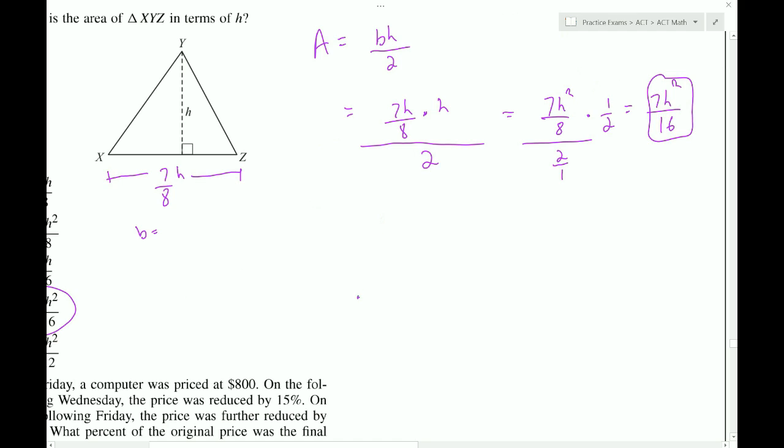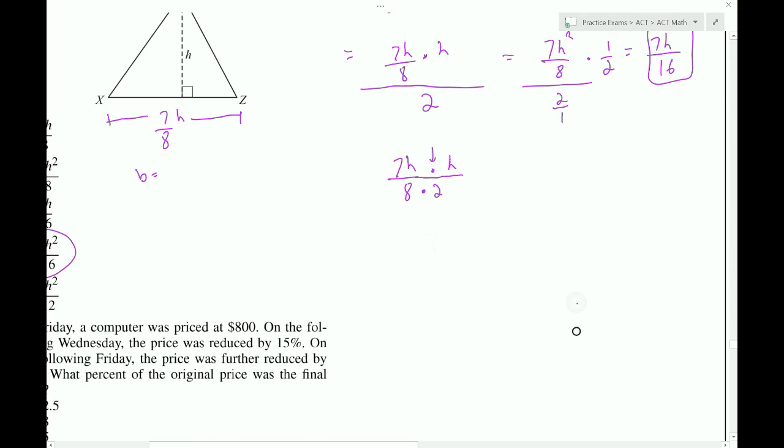So another way you could interpret this second step is, you can do 7h over 8 times h, and then instead of dividing by a new 2 here, you could just realize that this is sort of an artificial separation. You're separating a multiplication from a division. You can just bring this thing across, right? And then, instead of introducing a new denominator to divide by 2, you can see that you already have a denominator. So just put the 2 down bottom. And then you get the same result, 7h squared over 16.